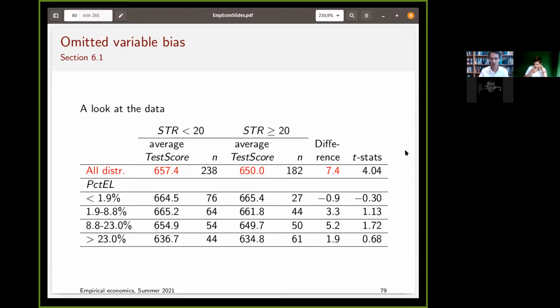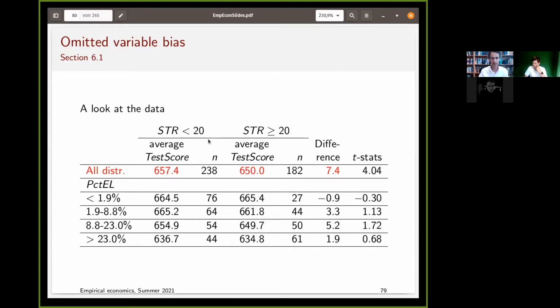And last week, we also saw that the t-statistic for this difference is roughly 4, which is larger than the typical critical value, 1.96, and even larger than the critical value at the 1% level, which is 2.3 something or so. So it's significantly smaller. In the large classes, the learning outcome is significantly worse than in the small classes. All right, that's the overall picture.